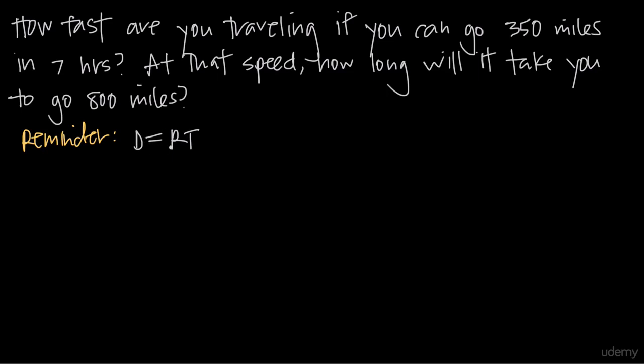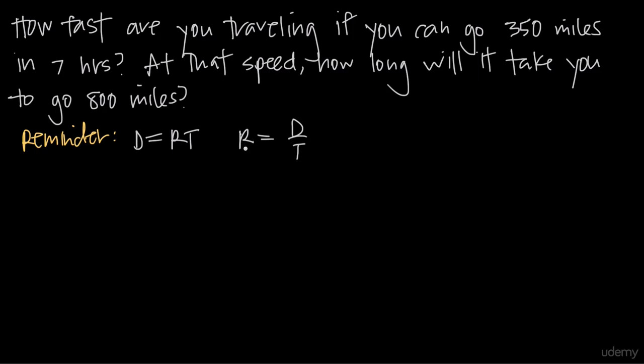So what I can do is, if I want to find speed or rate, I can divide both sides of this equation by t to get rate by itself. So this formula is the same as r equals d over t, because I just divided both sides of the equation by t, so I got r by itself, and on the left-hand side I got d over t.